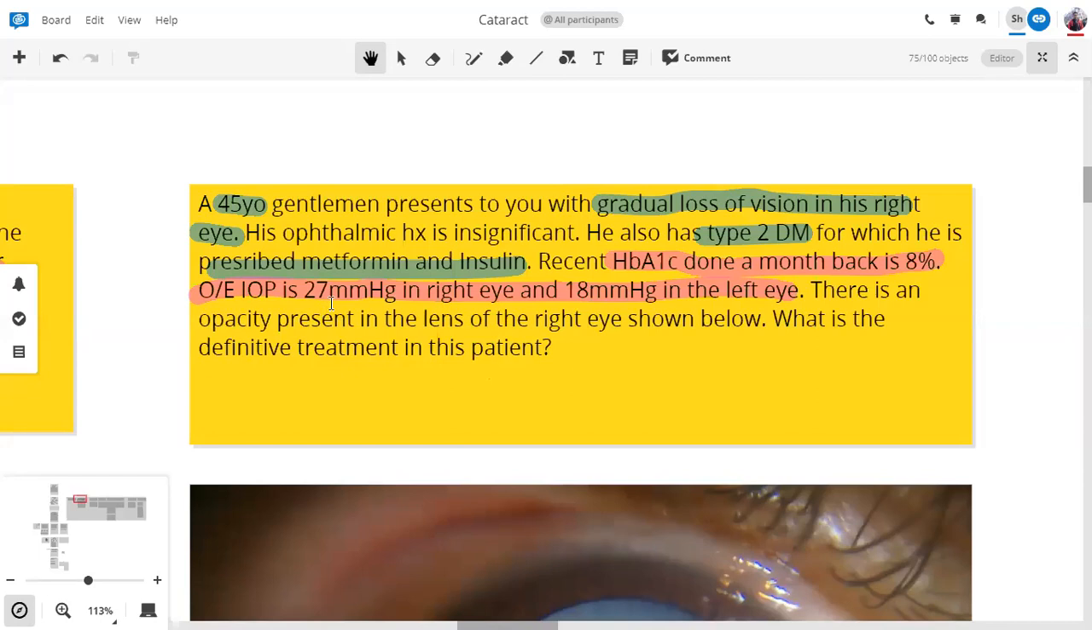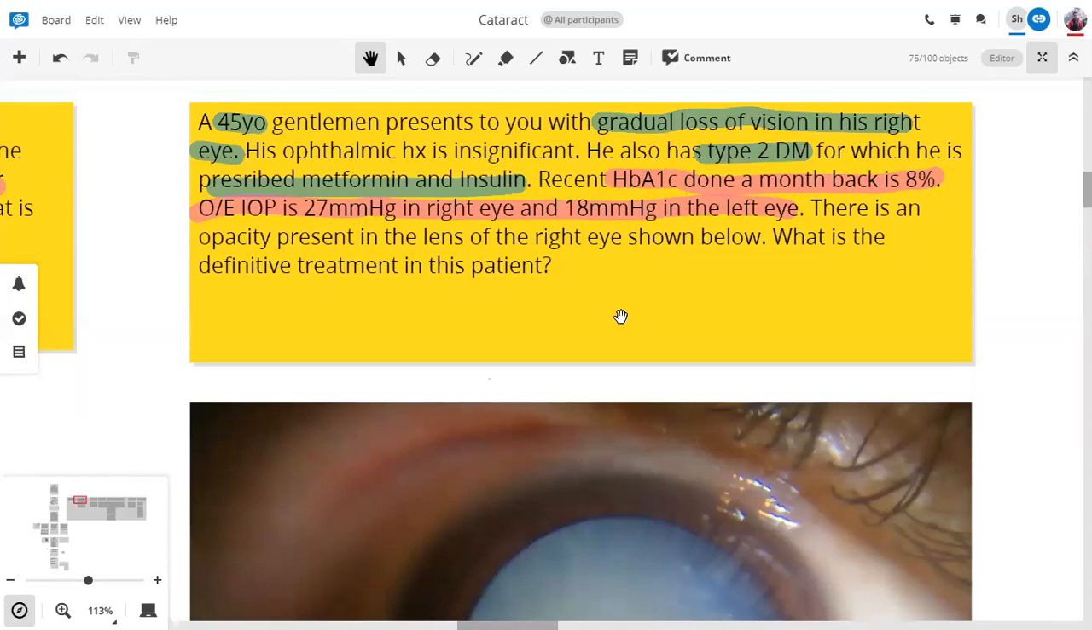But his IOP is raised in the right eye, but it's normal in the left eye. So it means that there is a correlation between the raising of IOP in the right eye and the presence of opacity in the right eye. So this points towards a cataract which is causing an increase in intraocular pressure. This is phacomorphic glaucoma. So what is the definitive treatment of phacomorphic glaucoma in this patient?